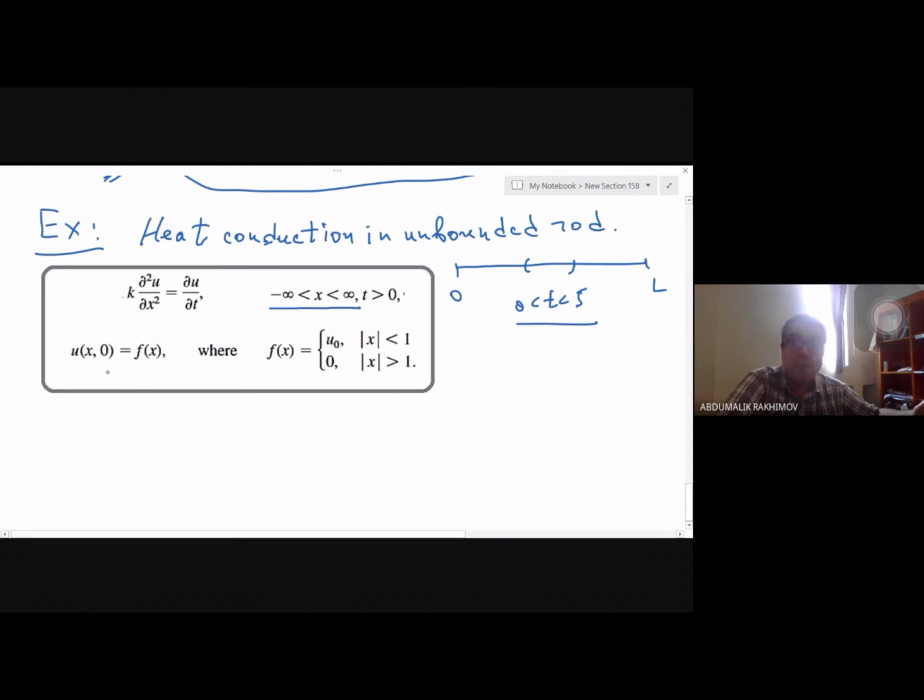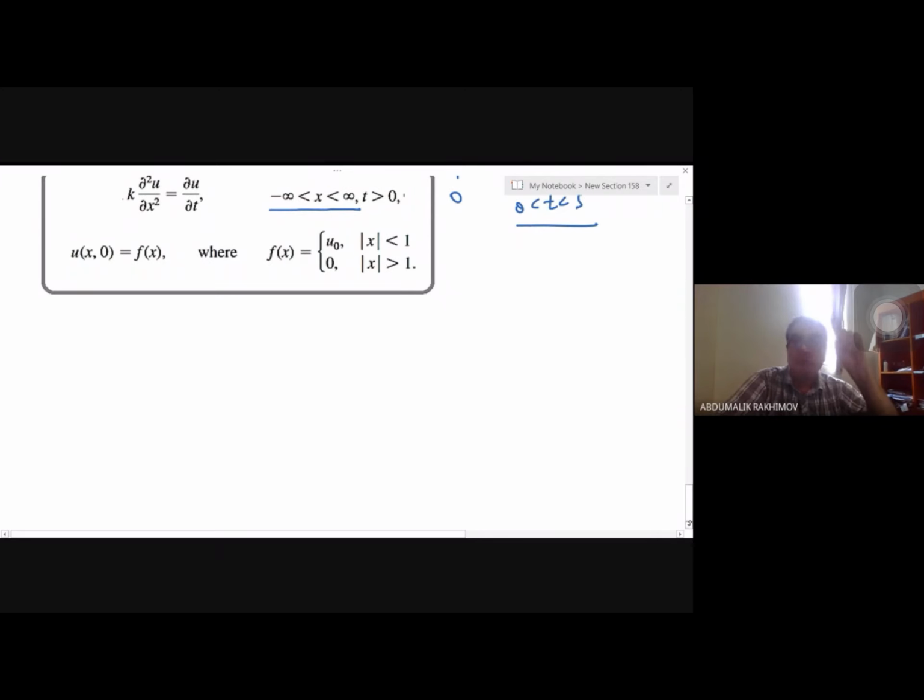Then the initial condition, of course, is important. Now, let's solve this problem. The problem has only an equation and one single initial condition, right? So let me transform the equation. My equation is u_t equals k times u_xx.